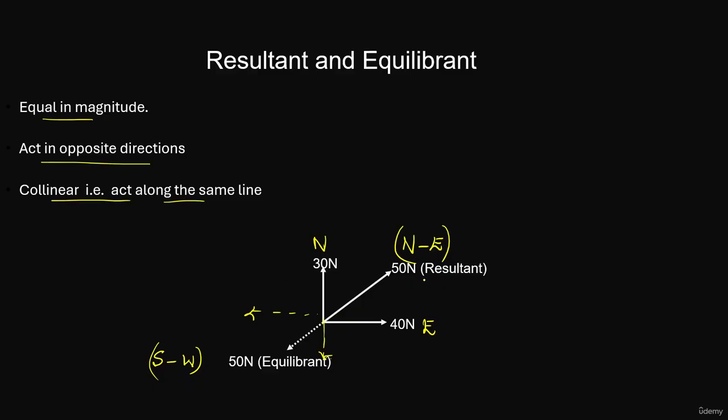So here the equilibrant and resultant are equal in magnitude, as we are able to observe, and they are opposite to each other. You can see the phase angle between these two forces is 180 degrees, exactly opposite, and they are collinear as well.